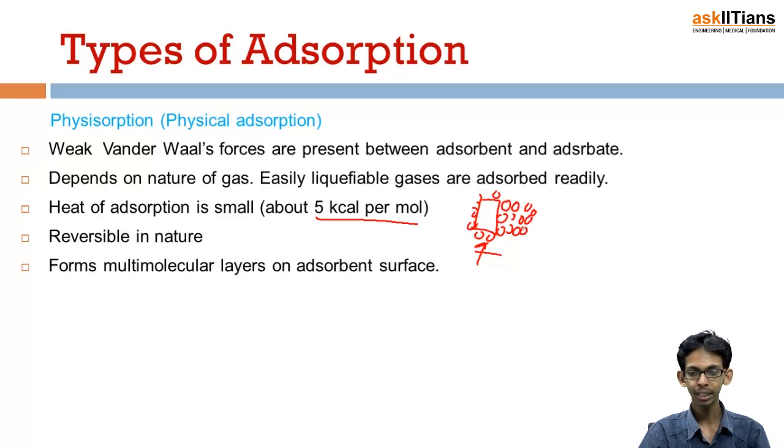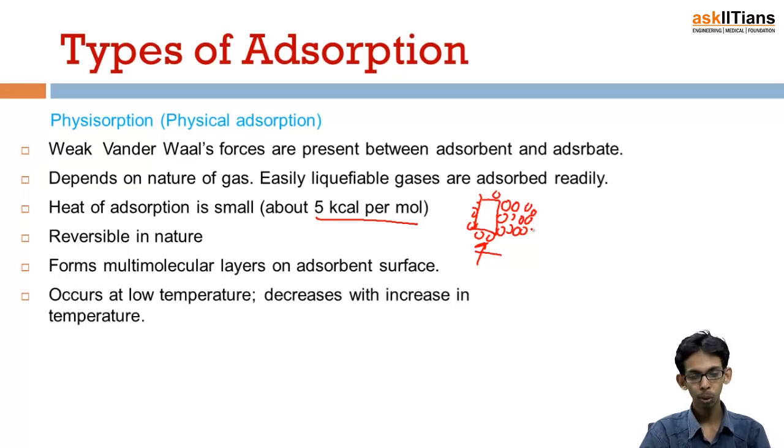That means multi-layers can be formed on the adsorbent surface, and it occurs at low temperature and decreases with increase in temperature. Why? Because we have studied that adsorption is an exothermic process. That means some amount of heat is released when adsorption takes place, and that is why whenever we increase the temperature, the rate of adsorption keeps on decreasing, because it is an exothermic process.